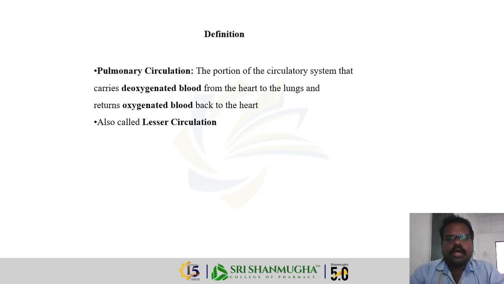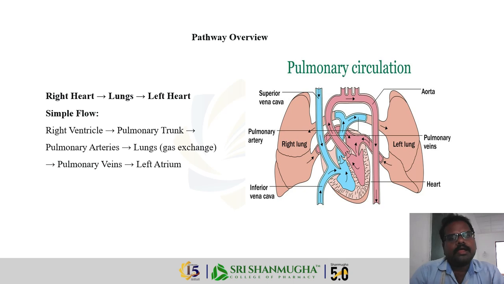Once the deoxygenated blood goes from the heart to the lungs, the oxygen is transferred to the blood, and the oxygenated blood comes back to the heart. So this is the total pulmonary circulation overview. It is also called lesser circulation because the circulation happens only between the heart and the lungs. Going to the topic, this is the pathway overview.